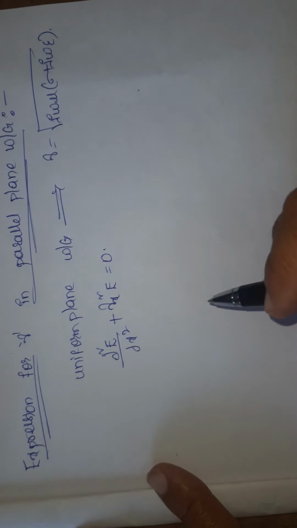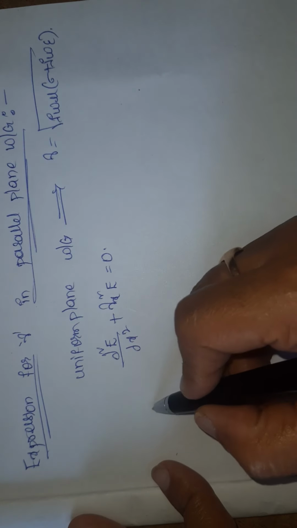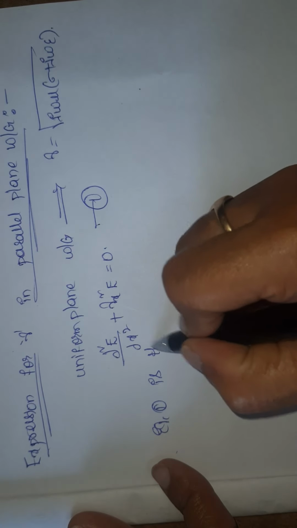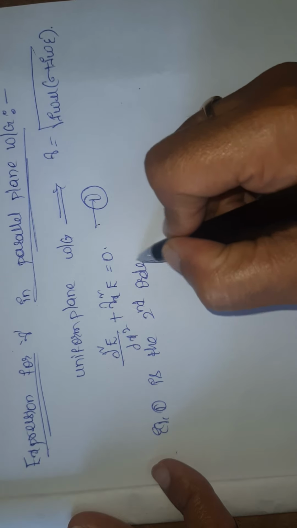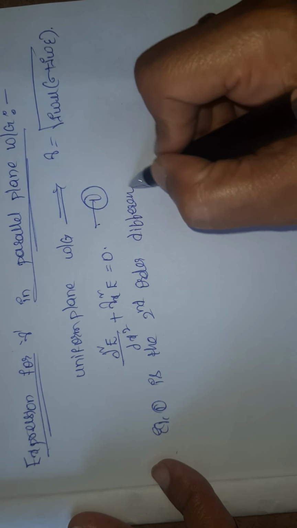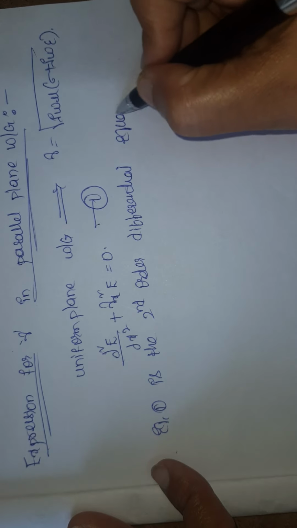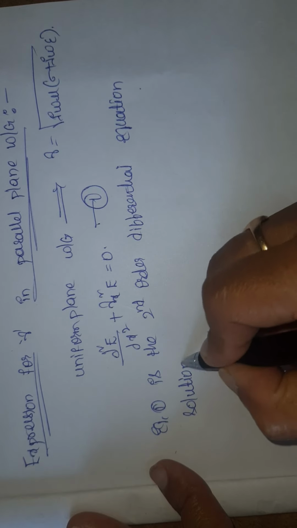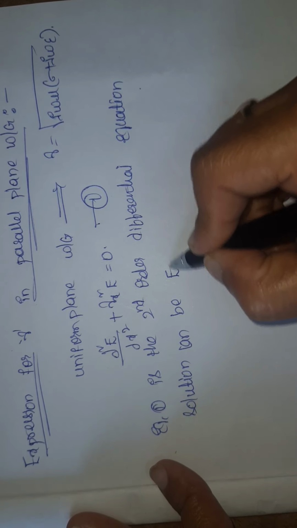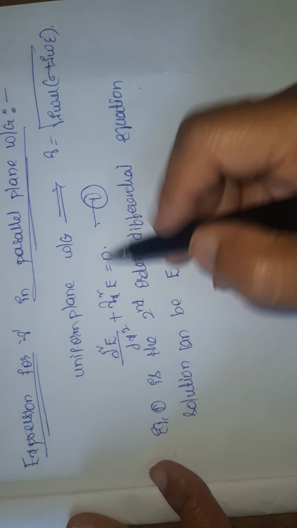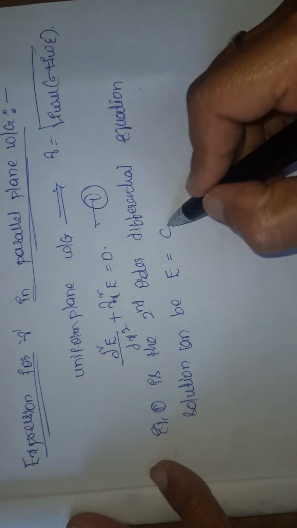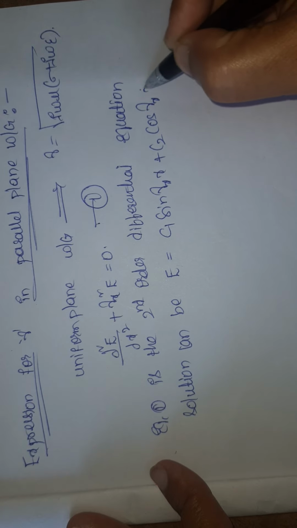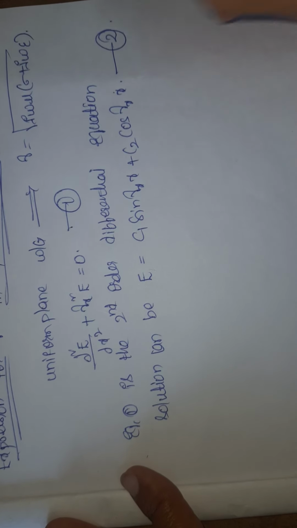Now this is a second order differential equation. Equation 1 is the second order differential equation. For any second order differential equation, there is a standard solution. That solution can be E is equal to C1 sin gamma x of x plus C2 cos gamma x of x, because I am having the variable E here. Consider this as equation 2.